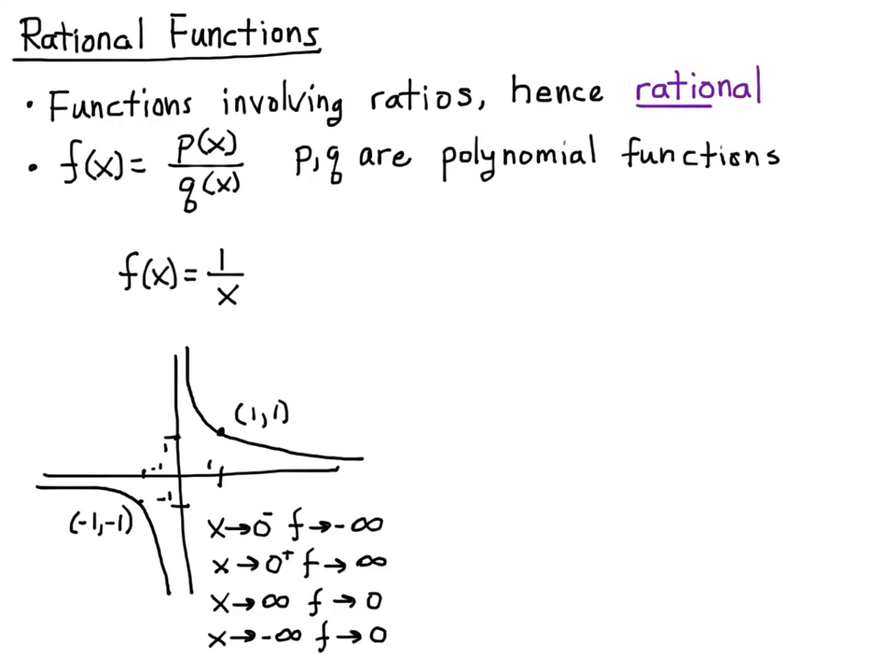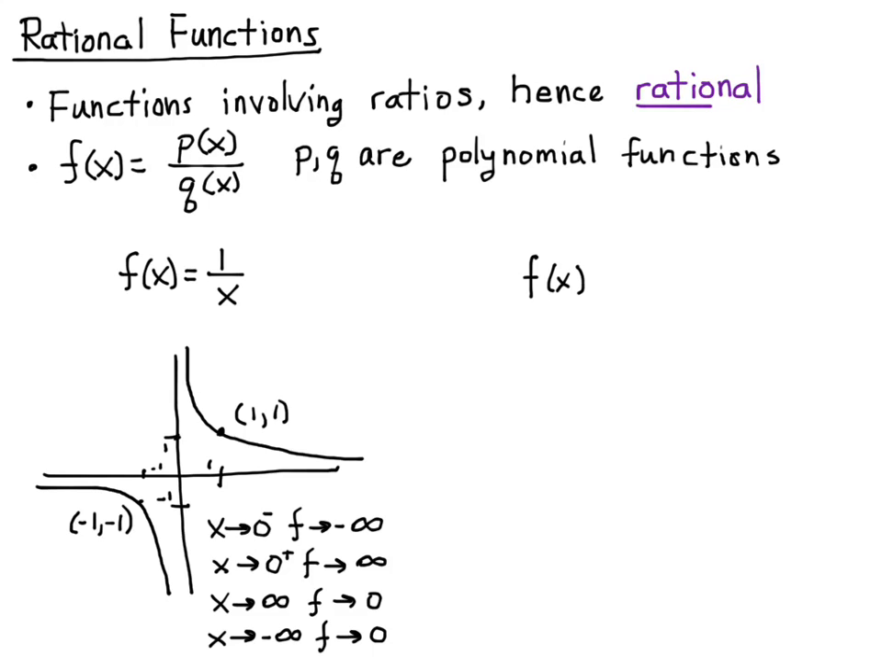And then as x goes to infinity, as it goes all the way out to the right, the function gets closer and closer to 0. And as x goes further and further out to the left, our function goes to 0 as well. So these are the 4 behaviors of this one particular function.